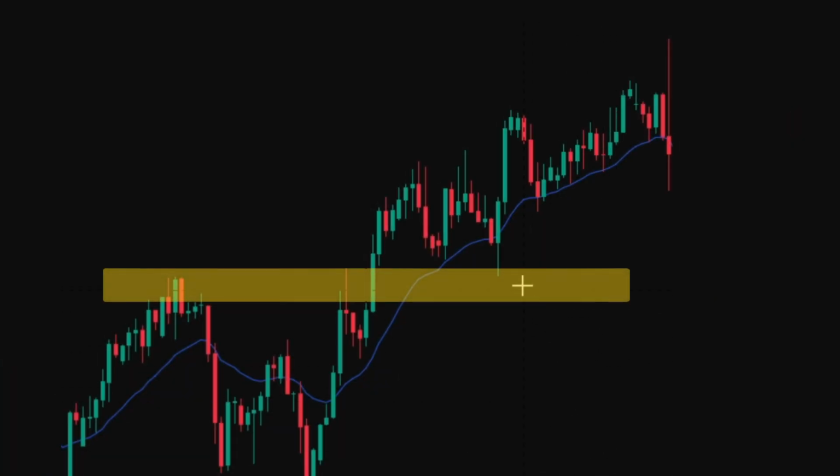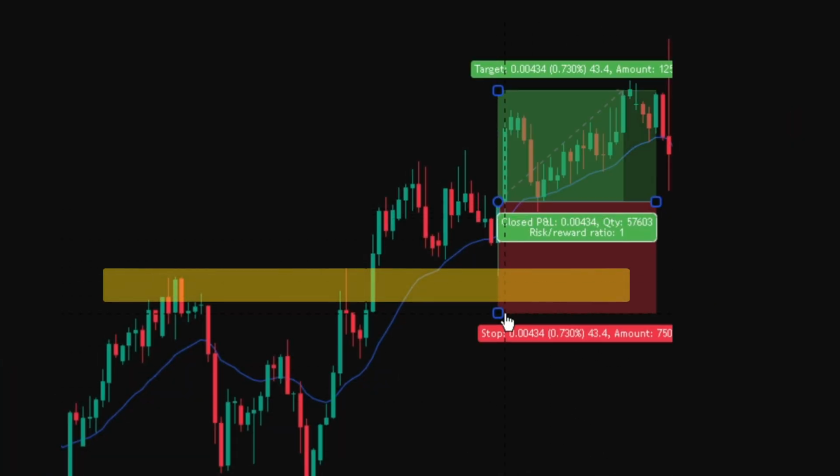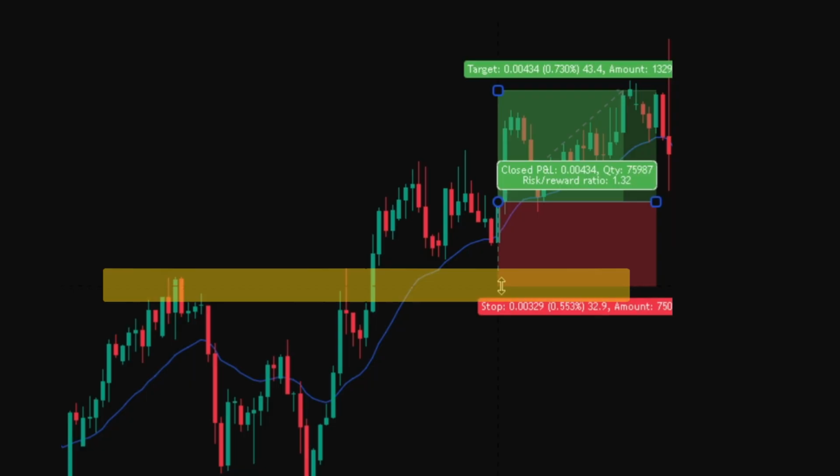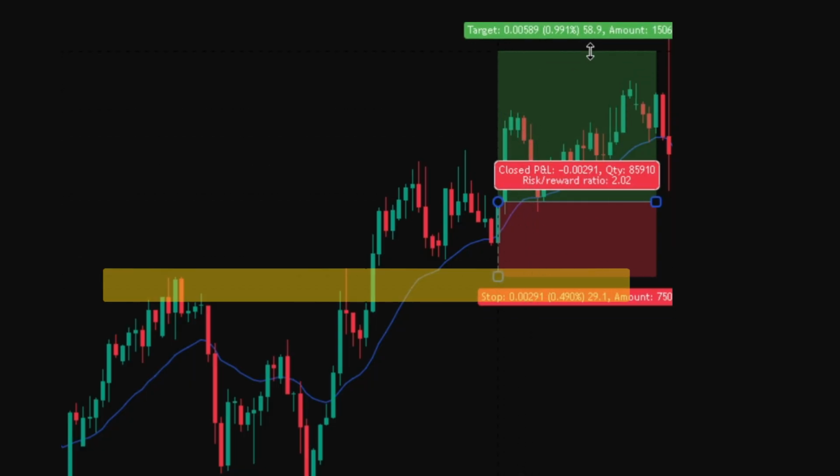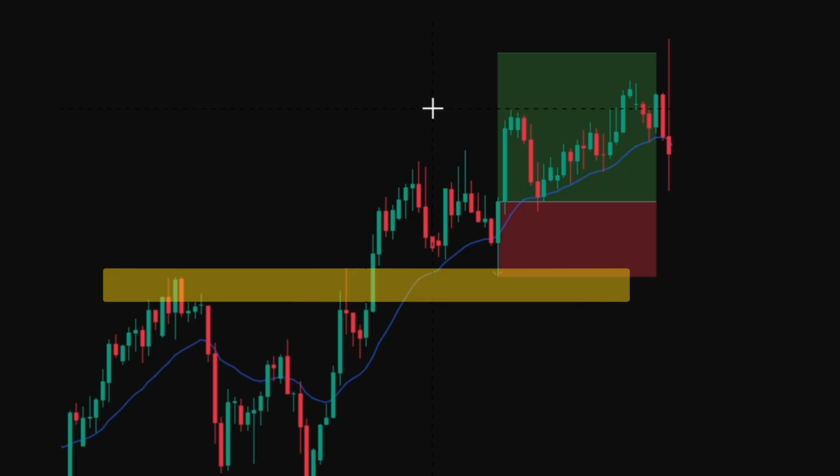My stop loss goes below the new support level or below the retest candle. My take profit again targets around 2 times my risk, or the next major resistance level on the chart. This setup works well because you're entering after the market has already proven that the breakout is legitimate.